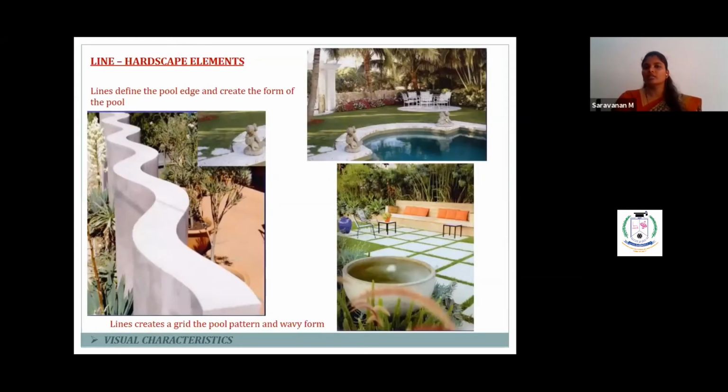So in a line, you have hardscape elements such as this pool, the pool outline, and this one. All of these are hardscapes of a line, which creates a pattern.